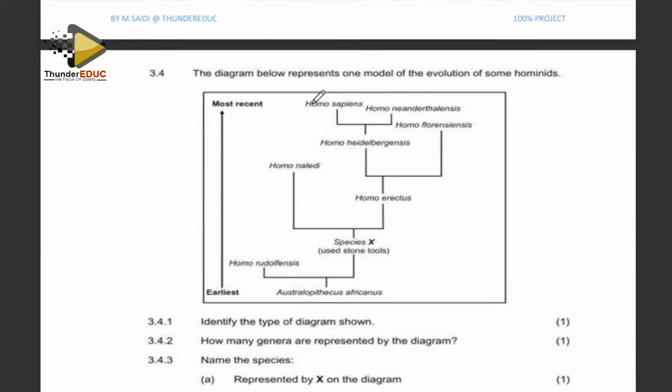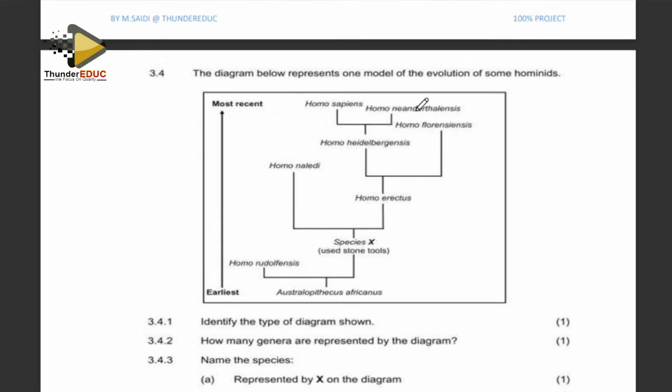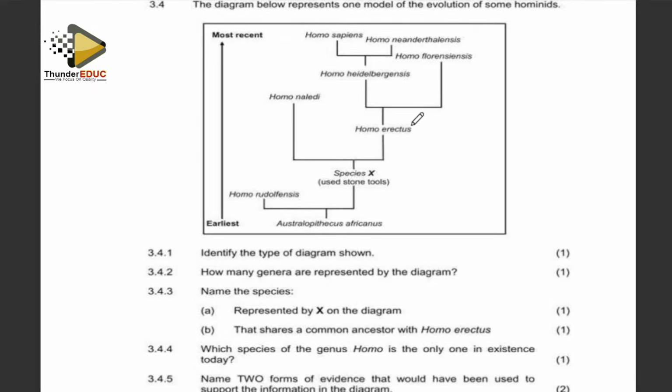Let's go to the last question. Is this the same question we have been doing? Identify the diagram above: it is a phylogenetic tree. Hey guys, don't say that I've said pedigree. It is a phylogenetic tree. How many genera are shown in the diagram? We have one, Homo. We have two. I see only two: Australopithecus and Homo. Yes, we have two.